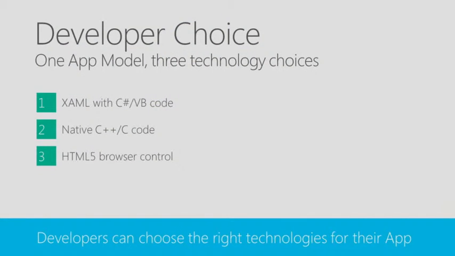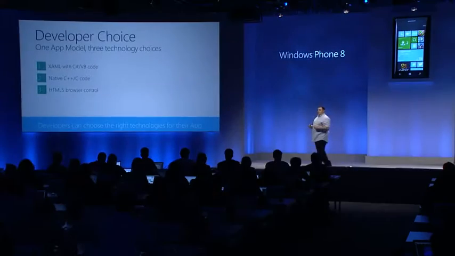We also believe in developer choice. We believe in one app model, but allowing you to have the right technologies for the right parts of your application. So first, we will continue to support XAML, so you can build your Metro-style UI, and you can use C# and VB code. We also now support native C and C++ code, and we will continue to support our HTML5 browser control that's based on IE10. But this is not a hard choice where you, as a developer, have to pick one technology and your whole app is in that one technology. Developers can mix and match these technologies.